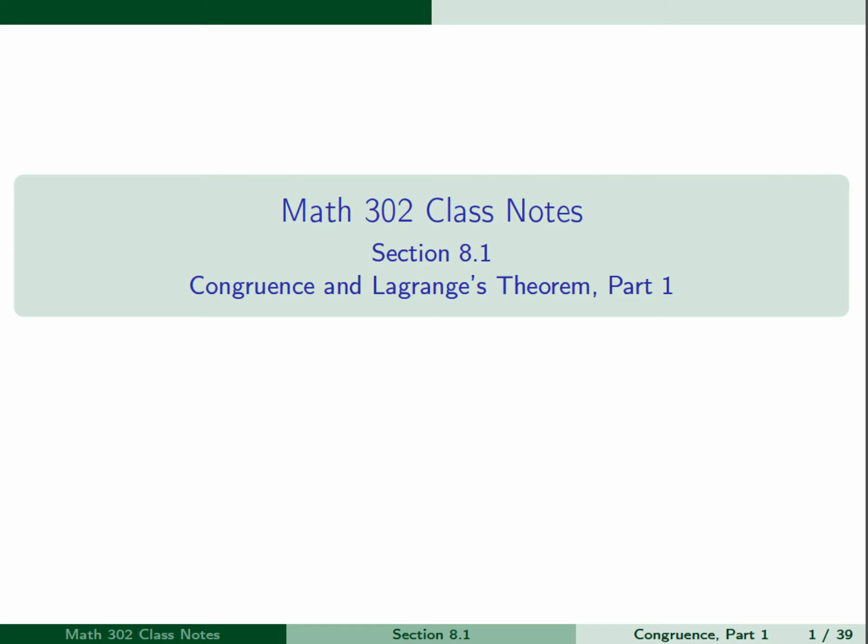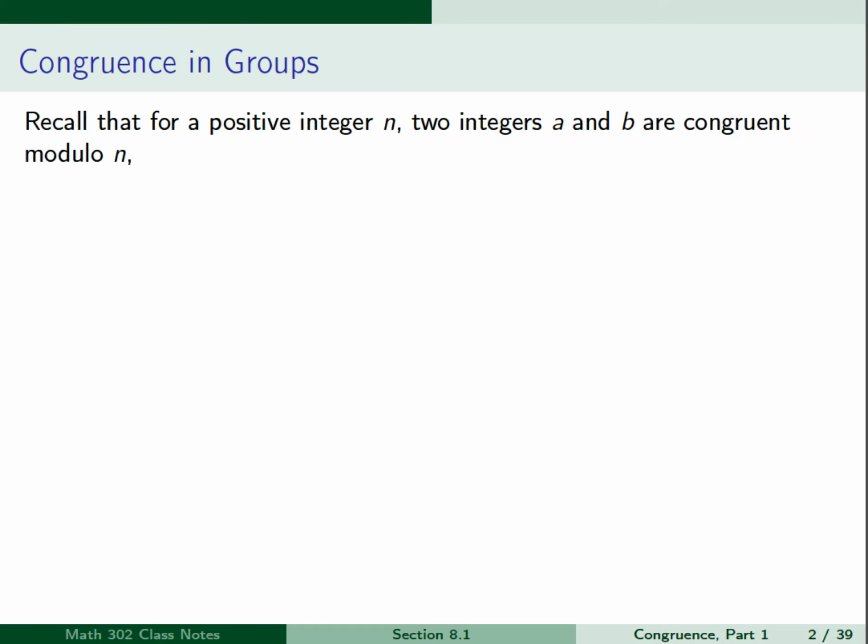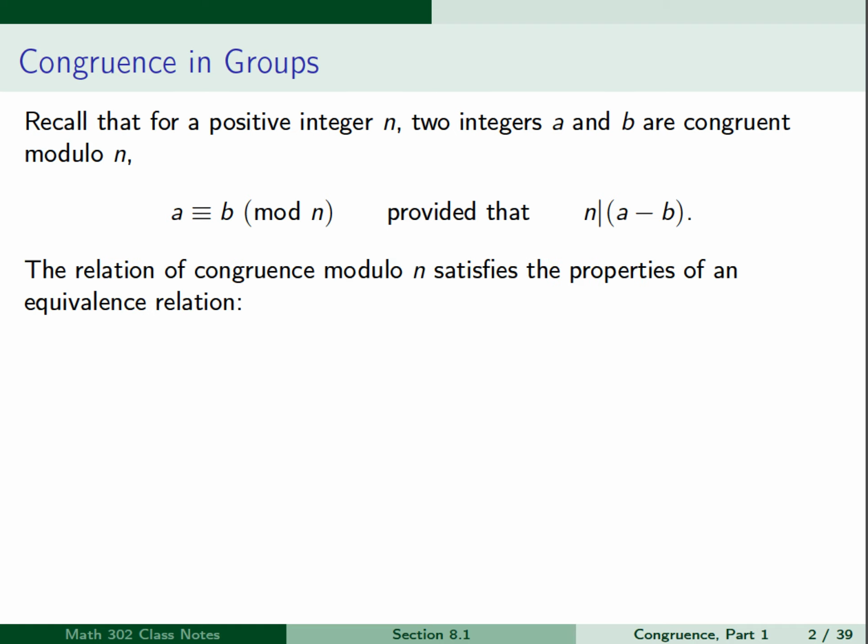This is the video for Part 1 of Section 8.1, Congruence and Lagrange's Theorem. Recall that for a positive integer n, two integers a and b are congruent modulo n, which is denoted with the notation shown, provided that n divides the difference a minus b.